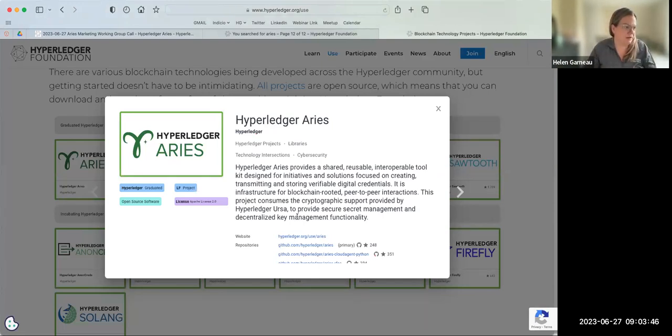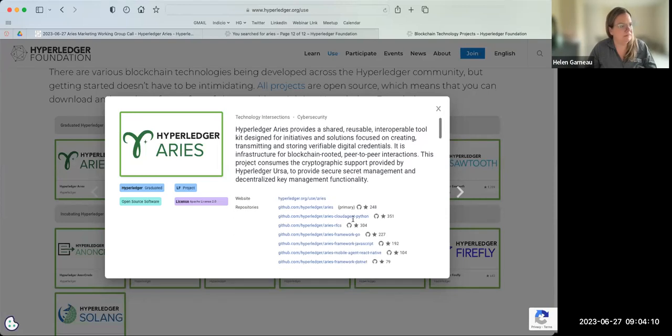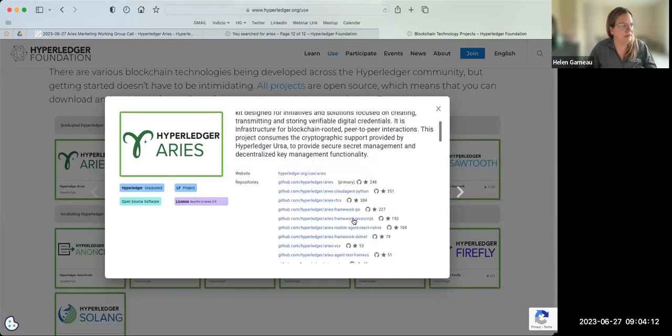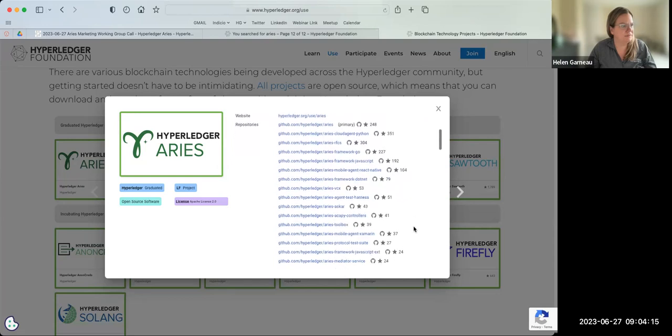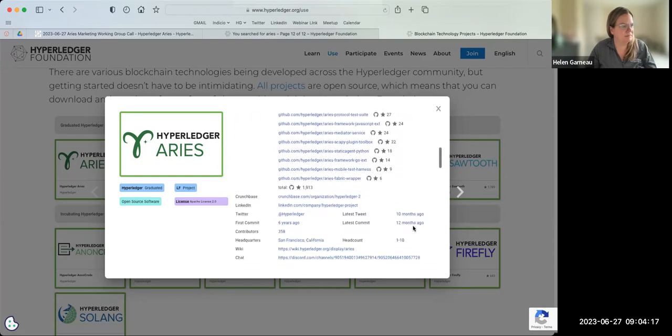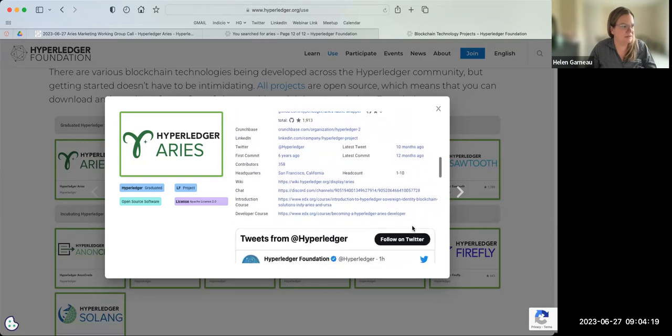Hyperledger Aries provides a shared, reusable, interoperable toolkit designed for initiatives and solutions focused on creating, transmitting, and storing verifiable digital credentials. It is infrastructure for blockchain-rooted peer-to-peer interactions. This project consumes the cryptographic support provided by Hyperledger Ursa to provide secure secret management and decentralized key management functionality. And then here are all the repos for all the different things that people can start with.